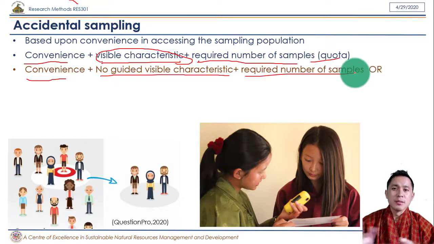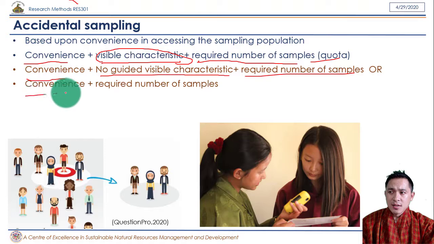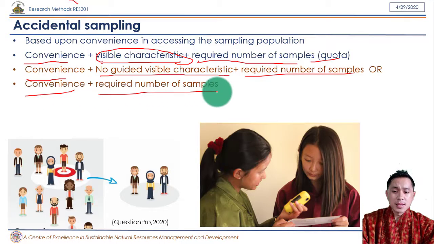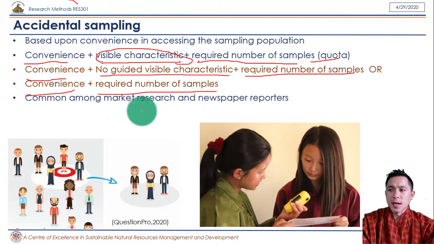So I just randomly go there. I just choose the 30 shopkeepers based on my convenience. So that's exactly like quota, but we do not have the middle visible characteristics here. It's simply convenience and the required number of samples. And it's very common among researchers, like market research and newspaper reporters.